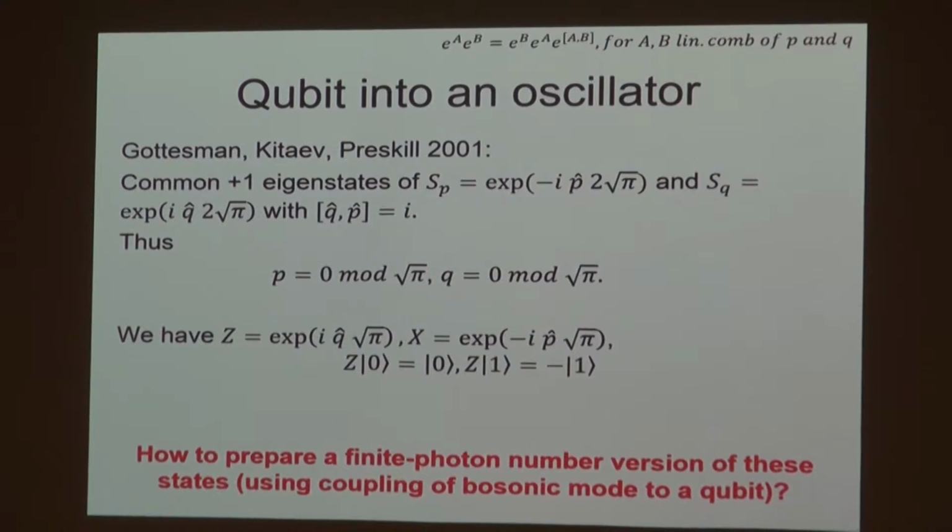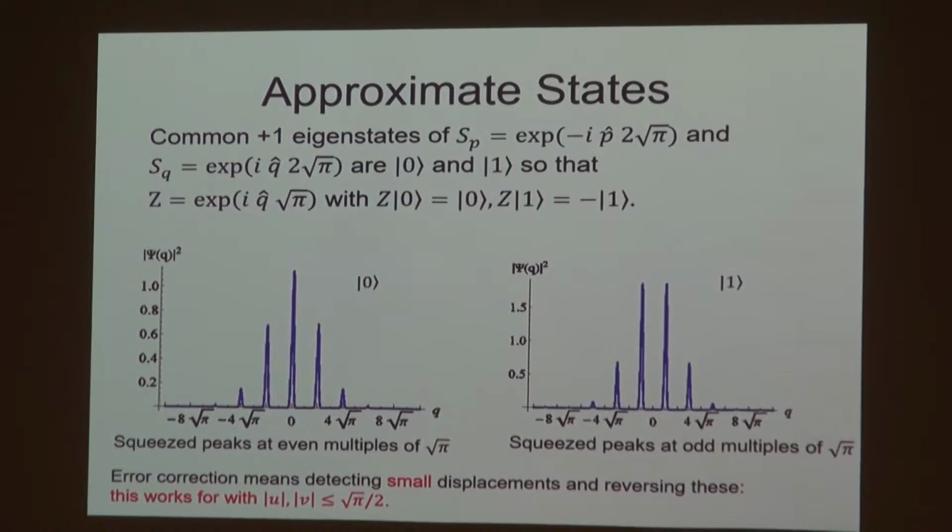Okay, so the question is, this type of state has an infinite number of photons, because it requires infinite squeeze. So what about a finite photon number version of these states? The main question which we solve in our work is how to actually prepare a finite photon number version of these states using a nonlinearity, using a coupling of the oscillator with another qubit, which is used to put the state of the cavity mode, or of the oscillator, in this type of state.